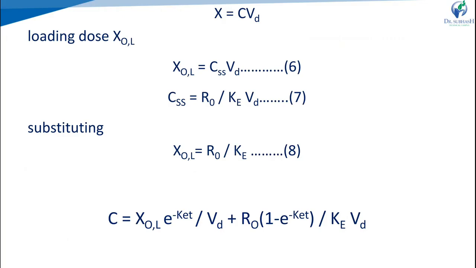The equation describing the plasma concentration time profile following simultaneous IV loading dose and constant rate IV infusion is the sum of the two equations. So C is equal to X0L e raised to minus Kt upon Vd plus R0 into 1 minus e raised to minus Kt upon K into Vd. Here both terms are there: the equation for the loading dose plus the equation for the constant rate IV infusion.